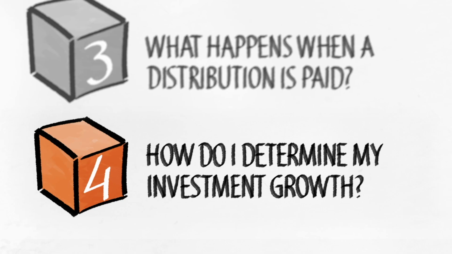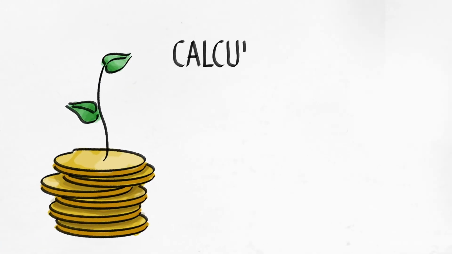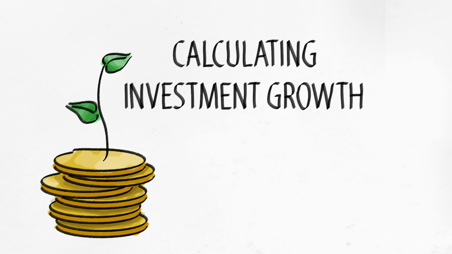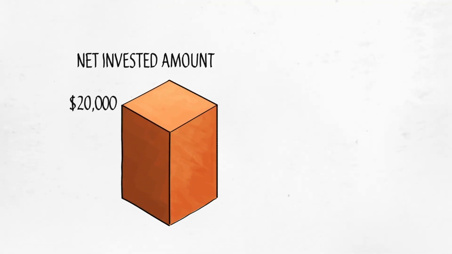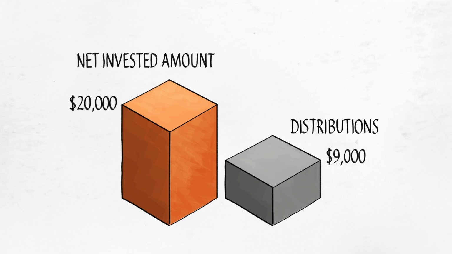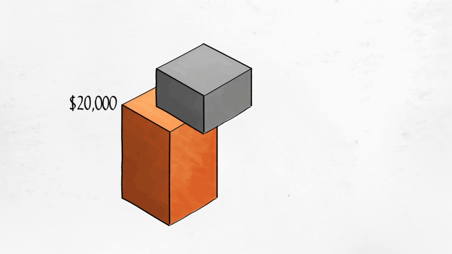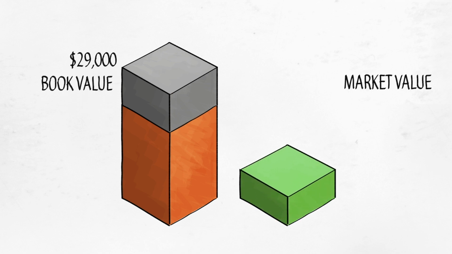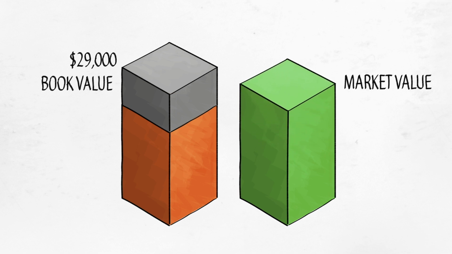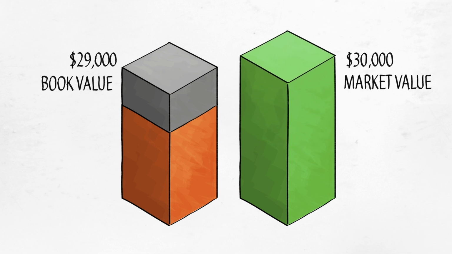How do I determine my investment growth? Here's an example of calculating investment growth. Imagine you invested $20,000 3 years ago. The fund paid out distributions of $9,000, which you reinvested by buying more units of the fund. Your book value has now increased to $29,000. Let's assume the market value of your investment, or what your investment is now worth, is $30,000.